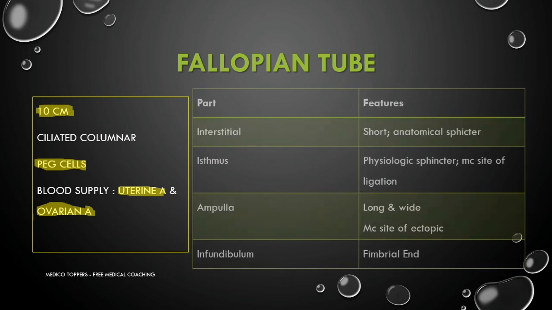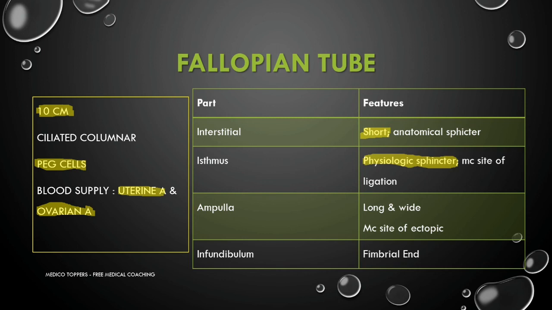Coming to the parts, the important features: intramural or interstitial part of fallopian tube. This is the shortest and narrowest part of fallopian tube. It acts as an anatomical sphincter. Next comes isthmus. This acts as a physiological sphincter because of circular smooth muscle and adrenergic innervation. This is the most common site for ligation, which means tubal ligation.